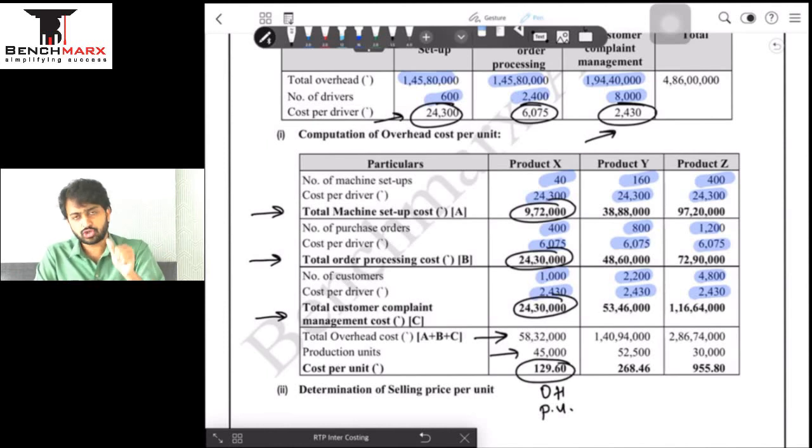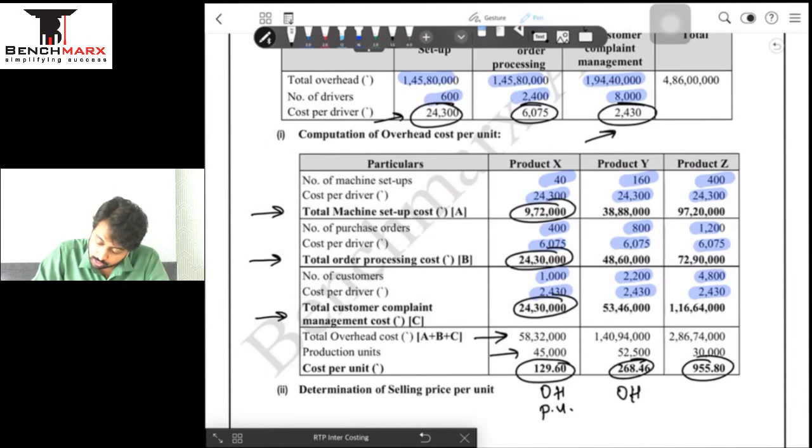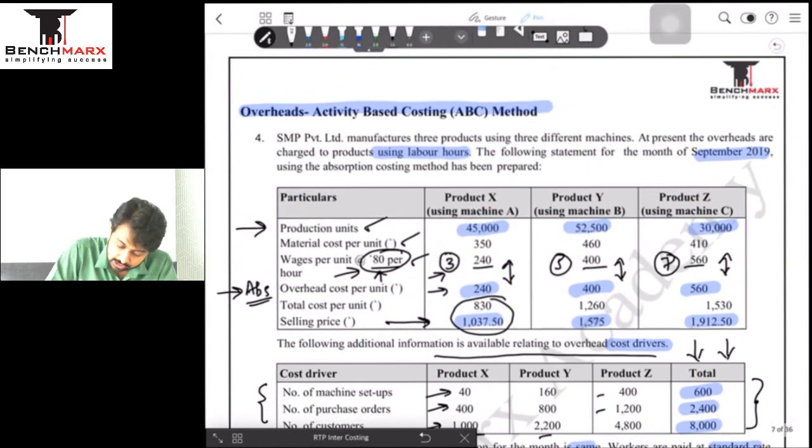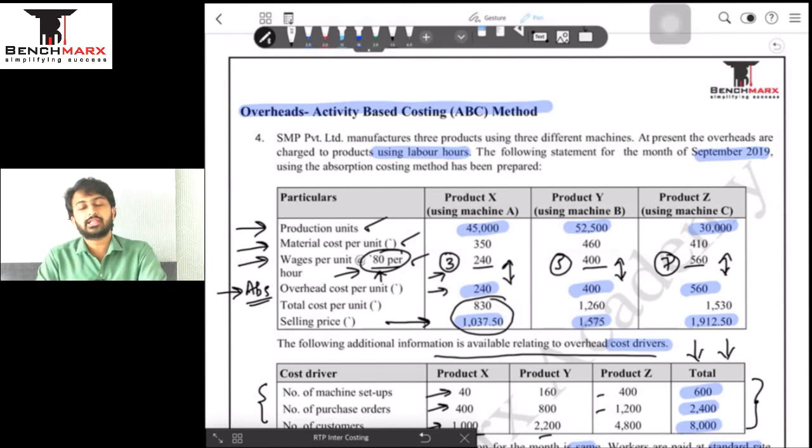Extremely simple. Cost drivers were given, the cost drivers ka base was given. I just need to find the cost per unit of the cost driver. Once I get that, multiply them with the cost driver usage, and I will get the overheads cost per unit. To these overheads cost, I will need to add, these are purely overheads per unit, total cost nahi hai. To these overheads, I will need to add the DM and DL, which is given to us here, direct material here, direct wages here, and I will get the total cost.